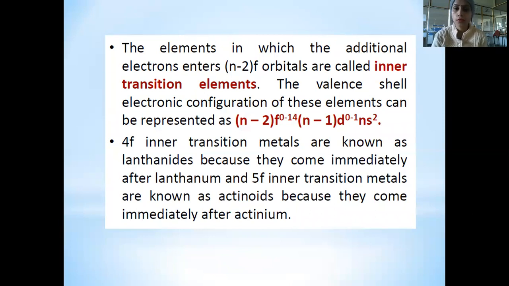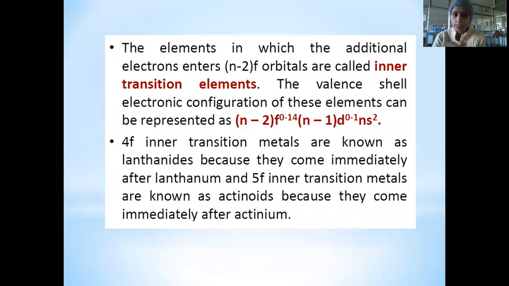And the general electronic configuration of these elements can be represented by (n minus 2) F orbital 0 to 14. Why? Because F orbital can accommodate a maximum of 14 electrons. And then (n minus 1) D 0 to 1 and then ns2. So this is the general electronic configuration of all the F block elements.